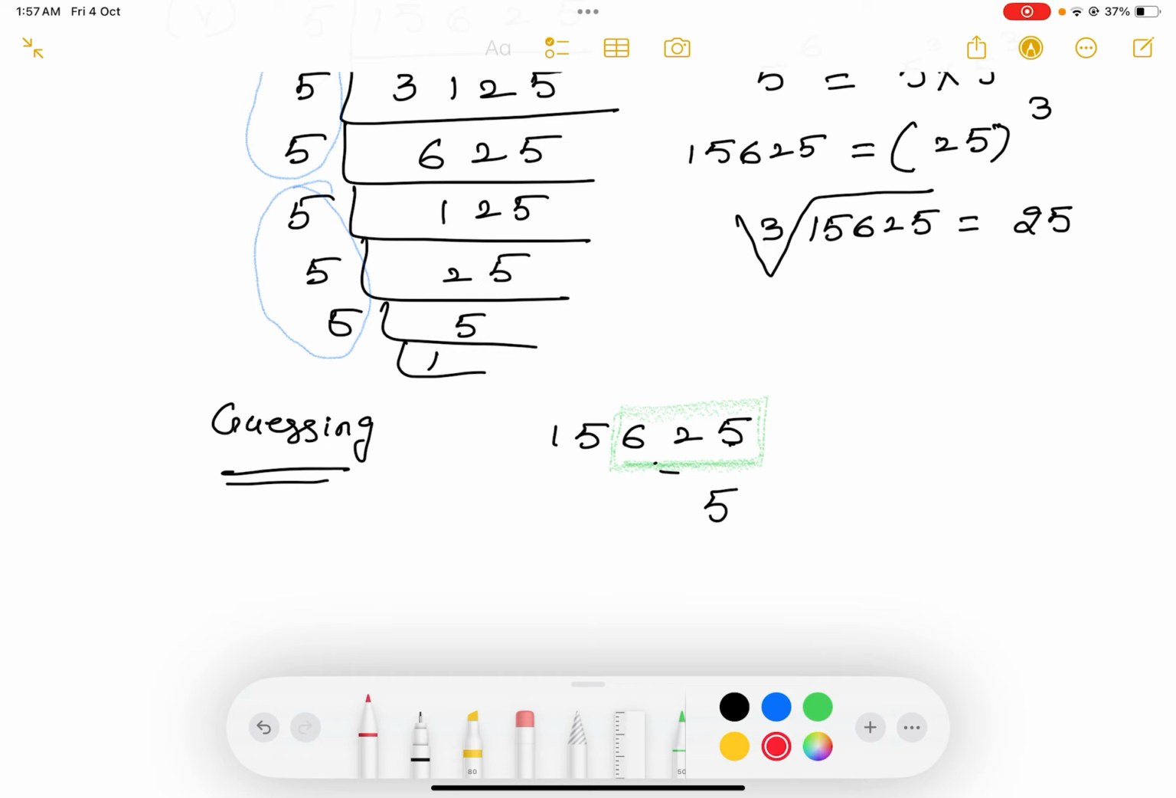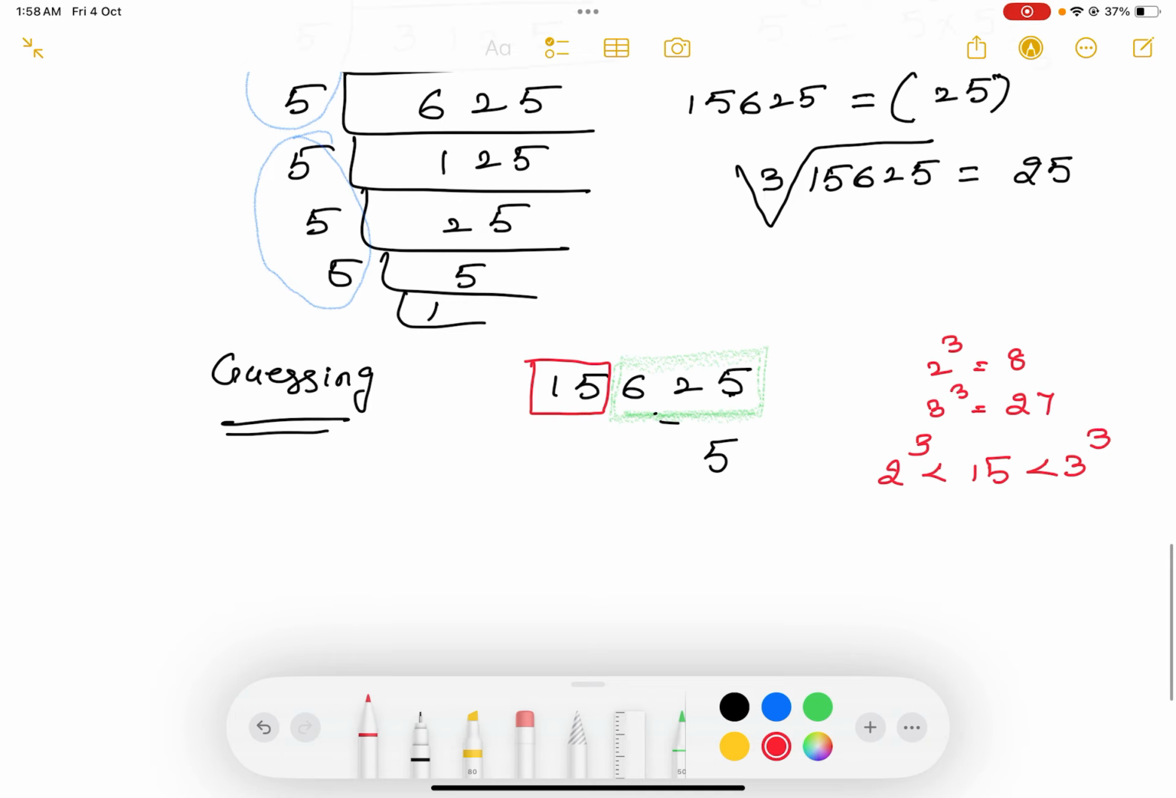Now coming to the remaining, the other 2 numbers, when you consider these. Now 2 cube is 8 and 3 cube is 27. So your number 15 lies between 2 cube and 3 cube. So what you can understand is your cube root, whatever you are considering here, is lying between 2 and 3, right? So the smallest number we have to take, and that is given by 2. So this is the cube root of 15625.